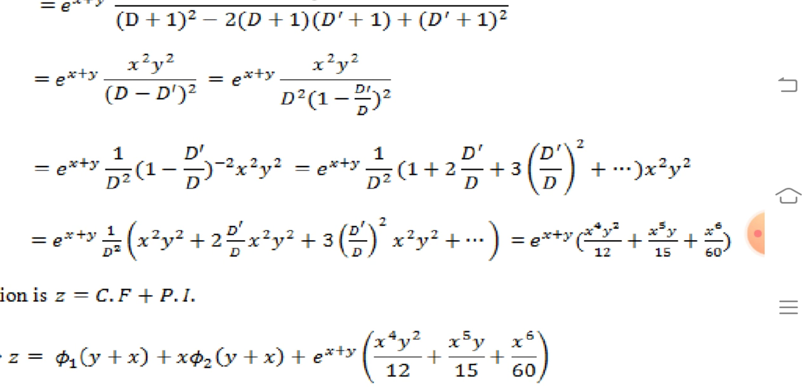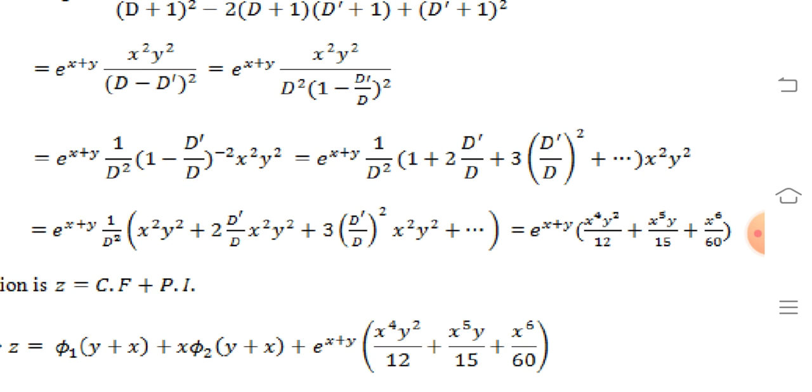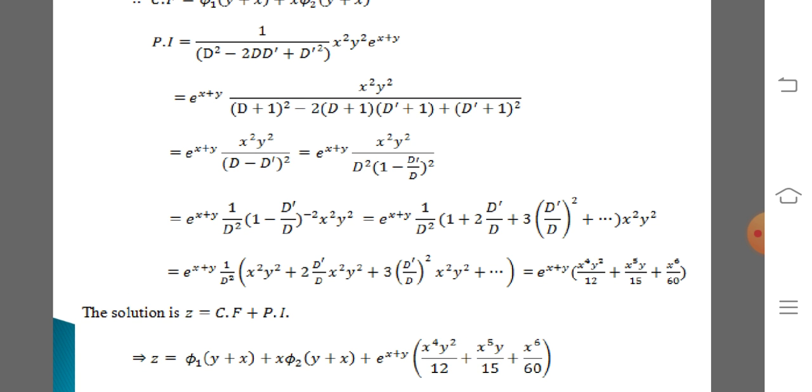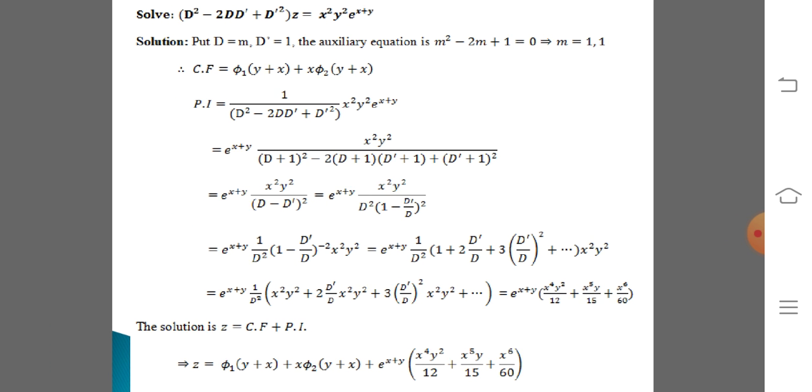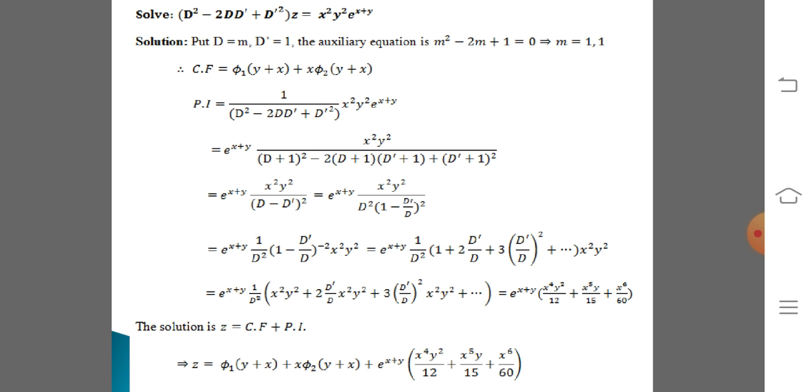So, after doing all these operations, we have the particular integral as e power x plus y into (x power 4 y square by 12 plus x power 5 y by 15 plus x power 6 by 60). This is the particular integral. Therefore, the solution is z equal to CF plus PI. So, with this the solution of second and higher order PDE with constant coefficients is over.